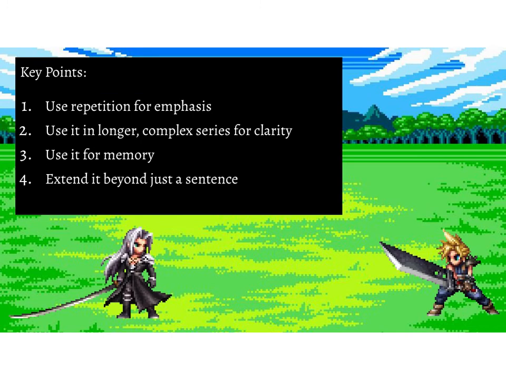So just to recap some of the key ideas about using repetition when you're writing. One, use repetition for emphasis. Repetition always means emphasis. Two, use it in longer, complex series to make things more clear. Think about using it as almost like a bullet point thing. Three, it's very useful for memory. So when you repeat stuff, when you repeat words and phrases, that gets stuck in your reader's memory. So the ideas that you want readers to remember, use repetition there.